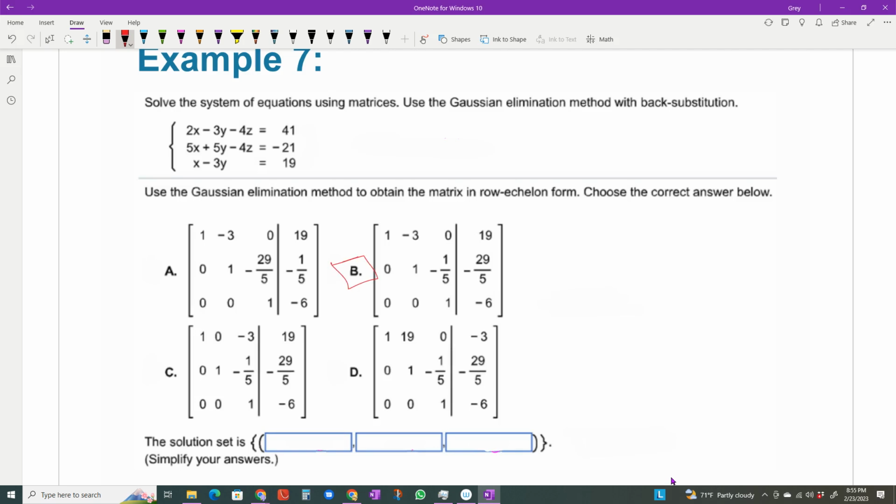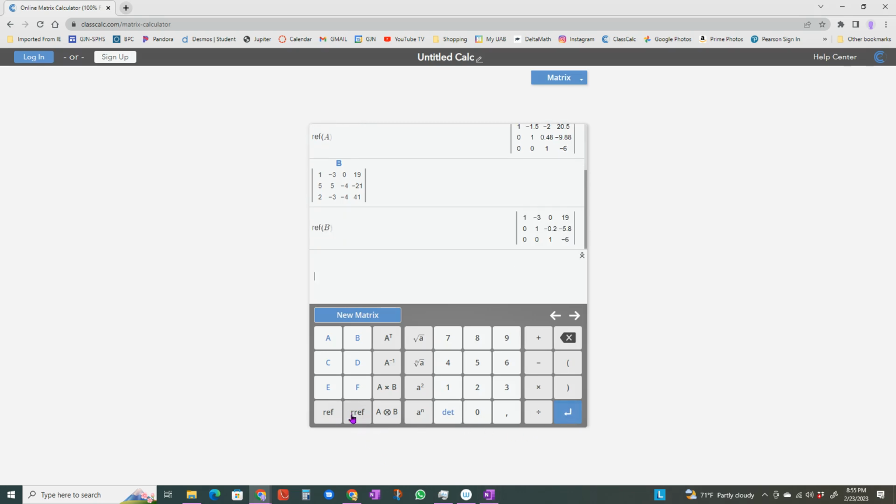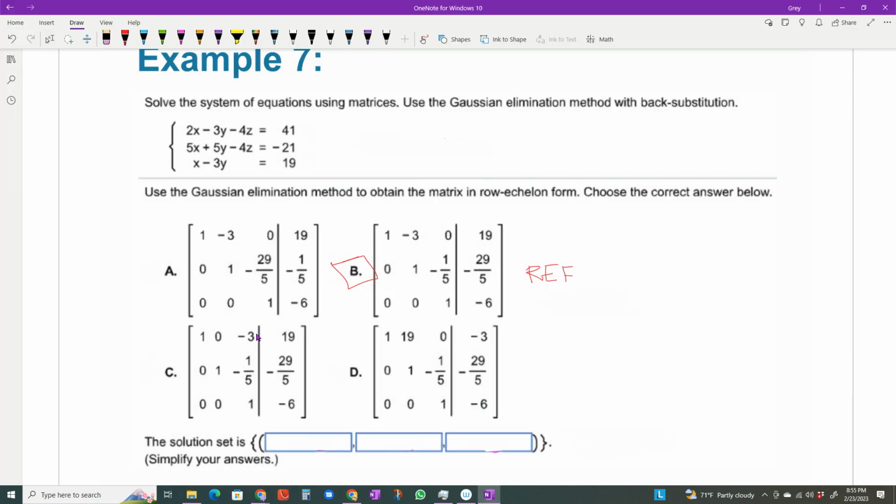Okay, so that's my answer. This, of course, is REF. Okay, that's how we got that. And then to actually get the solution set, you can either solve that with back substitution, or you can just go back here and say, okay, enter. Let's go RREF, and you can do A or B because you'll get the same answer either way. And that tells us that we have -2, -7, and -6. So the solution set is that.